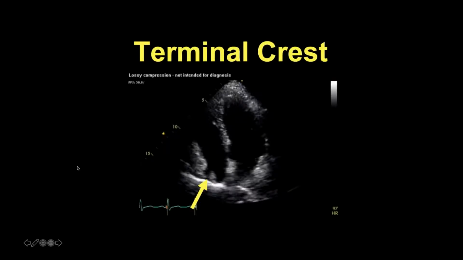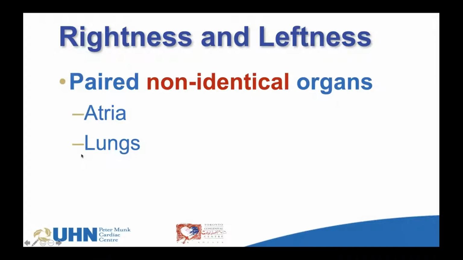And the terminal crest is a remnant of the right-sided sinus venosus valve. That's a structure of the morphological right atrium. So this also helps you to identify the right atrium. If you see this terminal crest, you know this is the morphological right atrium. The left atrium does not have a terminal crest.